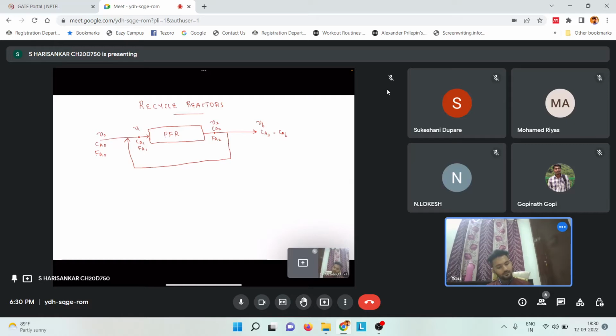Okay, now let's say nu 3 is the volumetric flow rate of the recycle. Then the recycle ratio is equal to, where is nu 3?